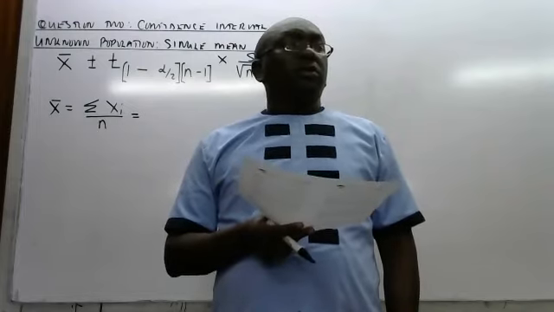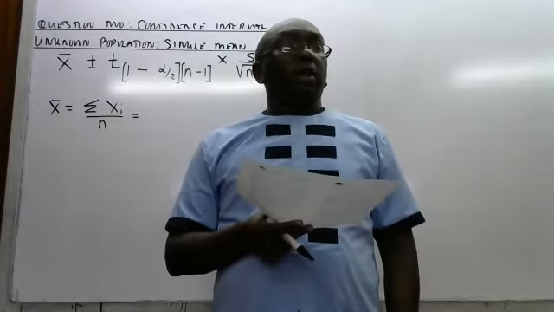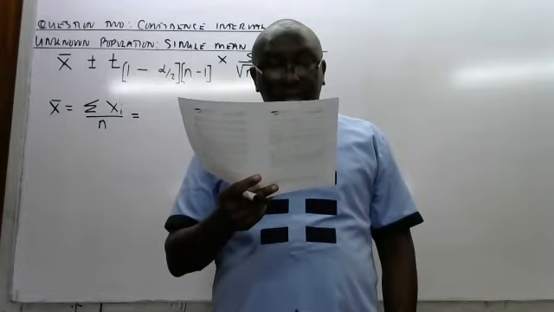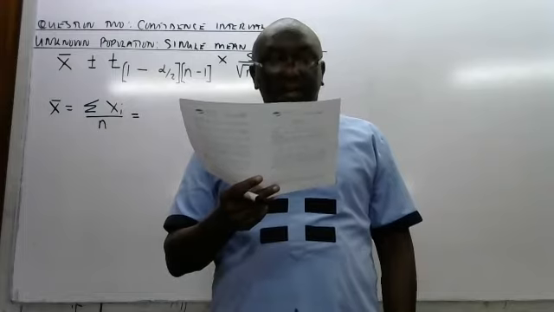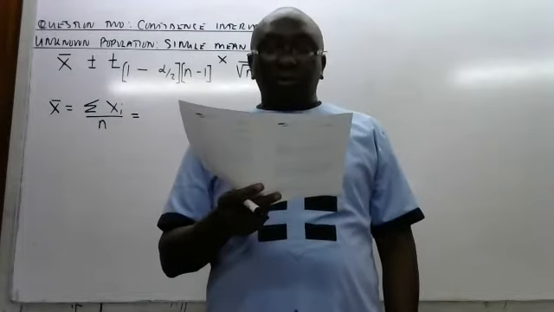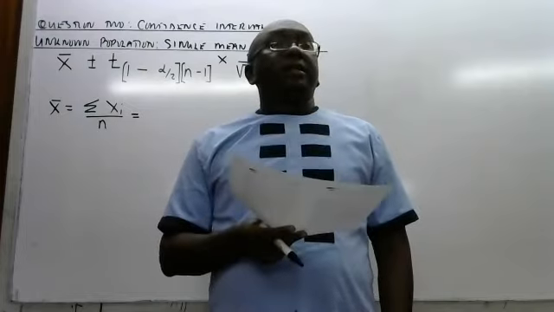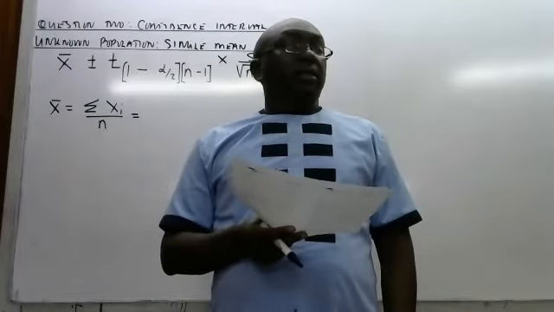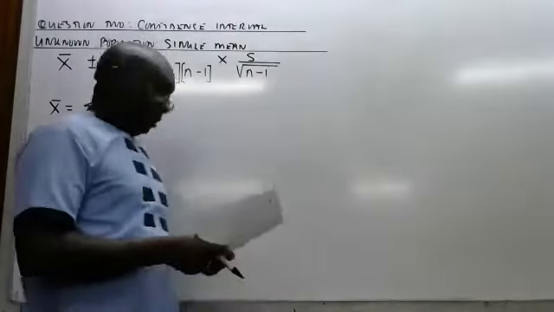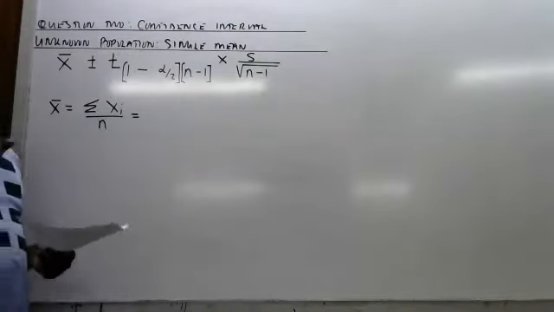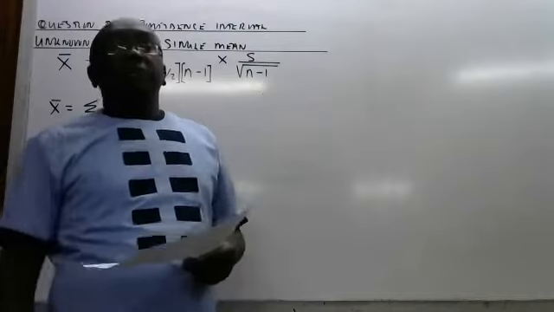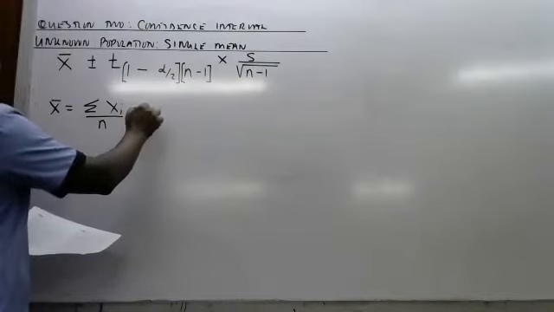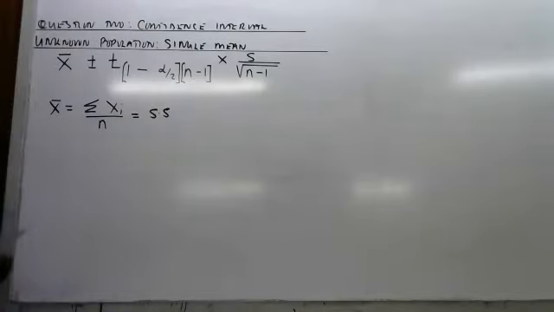It's showing n is equal to 20. So I think the typo had an error, but that will not stop us. Where they're saying a random sample of 10, change that to 20. Shift button number 2. The mean is what? 5.5. So that is how you get the mean.